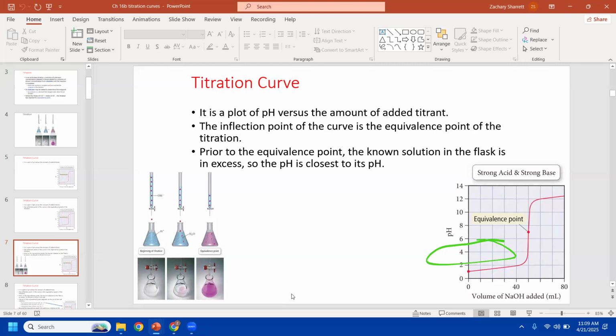So when you have more acid in that flask, the pH will always be acidic, right? Once it hits the equivalence point, for a very small second it's going to stay basic, and then it's going to be very basic because now we're just continuing to add base to this solution. Everybody see that?